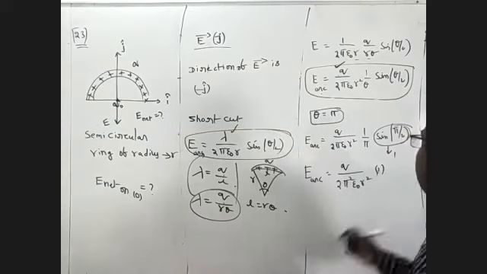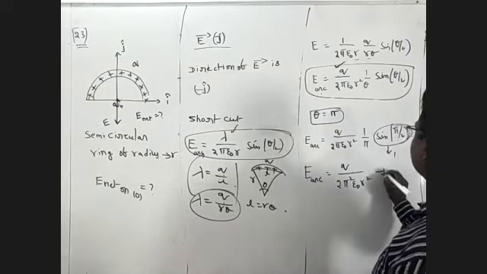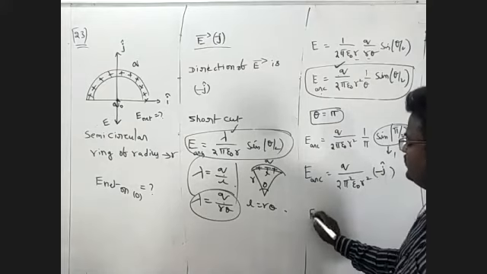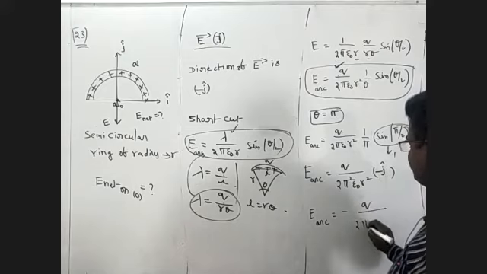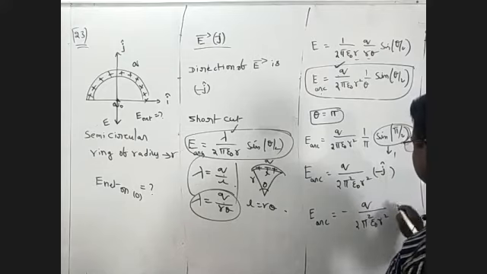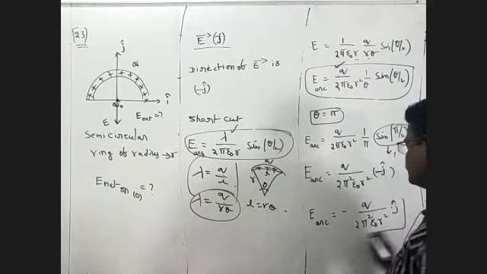But the direction of the electric field is minus j cap. So E arc is equal to minus q by 2 pi square epsilon naught r square j cap. That is your answer.